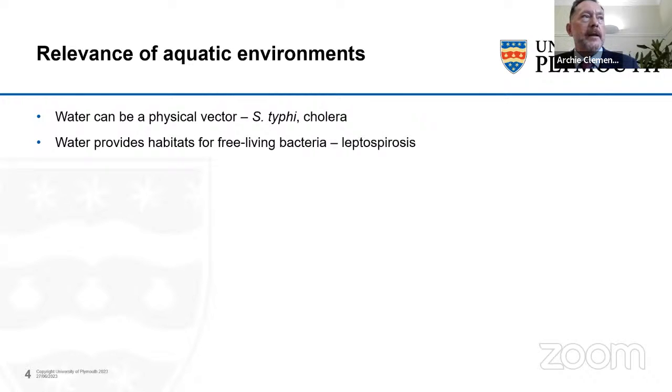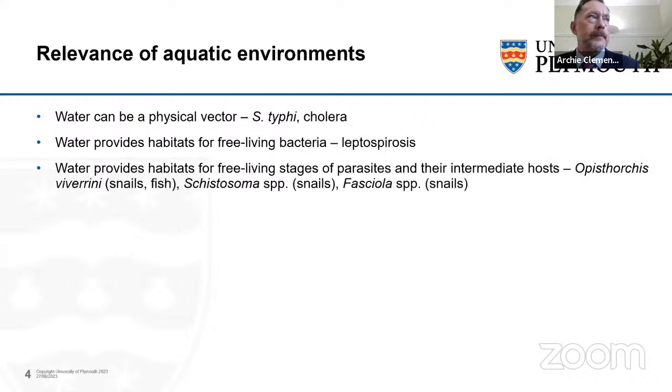Water also provides an essential habitat for free-living bacteria, as is the case with Leptospirosis, which can exist in a free-living form in water or in soil. Water can also provide an essential habitat for free-living stages of parasitic diseases and their intermediate hosts. I've listed a couple of really interesting diseases with fascinating natural histories. One is Opisthorchis viverrini, which is the cause of a fluke infection in Asia. It's a really interesting disease in that it has two intermediate hosts, both of which require an aquatic habitat: a snail host and a fish host.